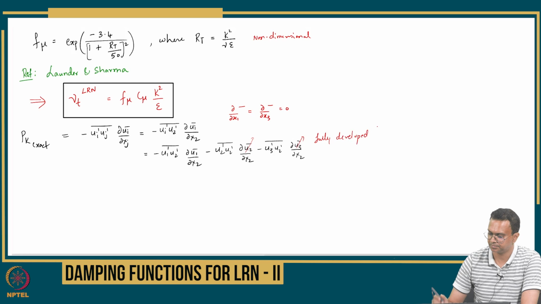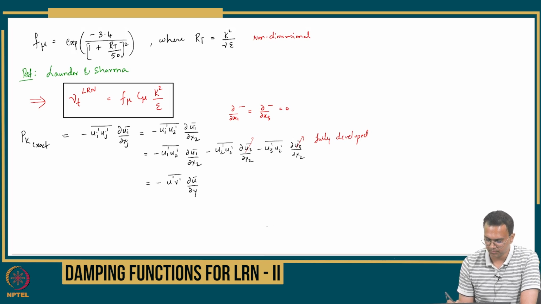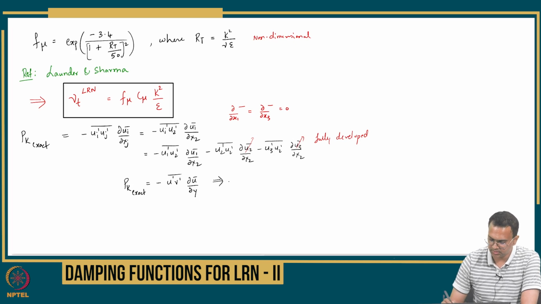Fully developed, right? So only one term is surviving. So I can write this particular term consistently with your XYZ formulation. If I use it, I get minus u prime v prime dou u bar by dou y. This is your Pk exact, which reduces to this particular term now. And what does this give?